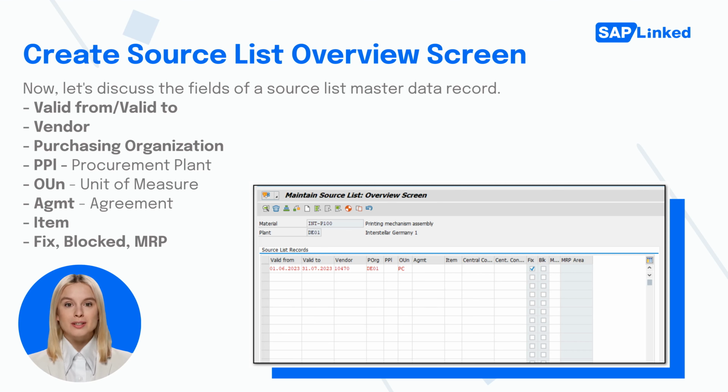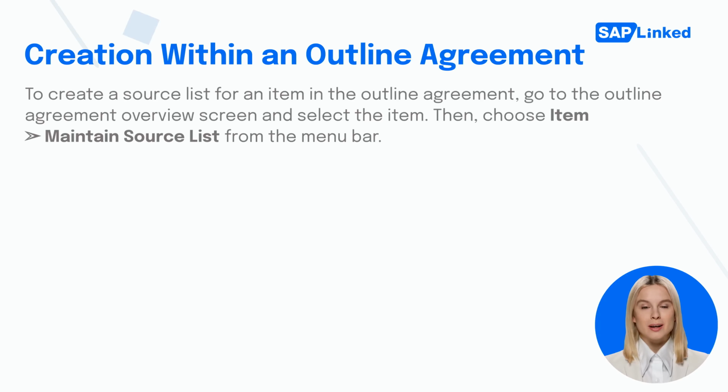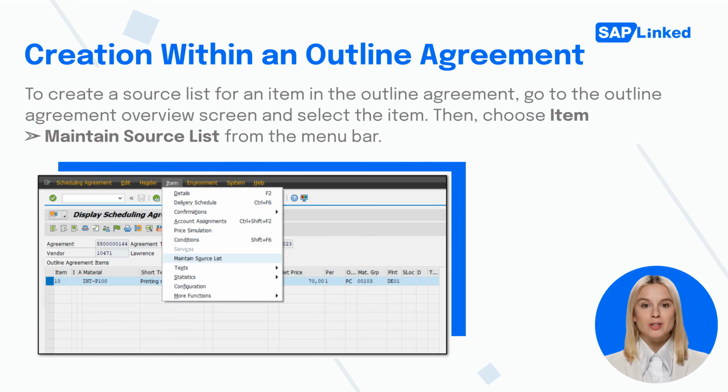In the Maintain Source List Overview screen, enter the valid from, valid to, vendor, purchasing organization, unit of measure, and other relevant fields as described in the previous section. Then press Save to create the source list. To create a source list for an item in the outline agreement, go to the Outline Agreement Overview screen and select the item. Then, choose Item, Maintain Source List from the menu bar. Proceed with the source list creation as described in the previous section for manual creation.